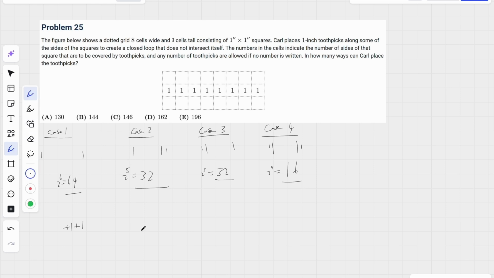So in total, we have 64 + 32 + 32 + 16, and then 2 more, which gives us 146. So our final answer is C. And that's it for AMC 10A 2024.